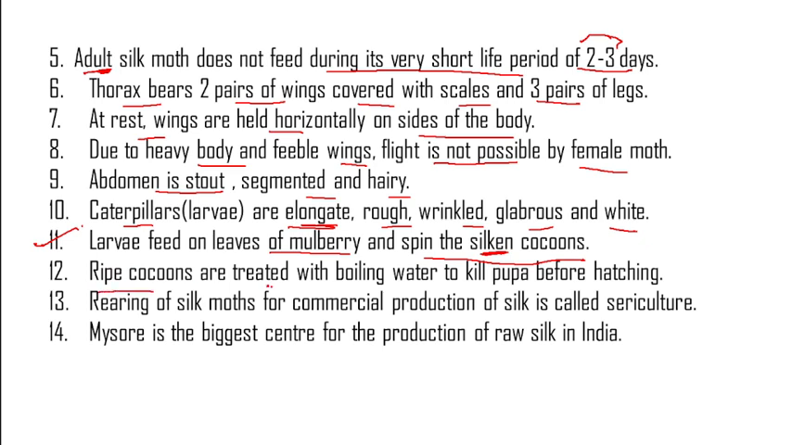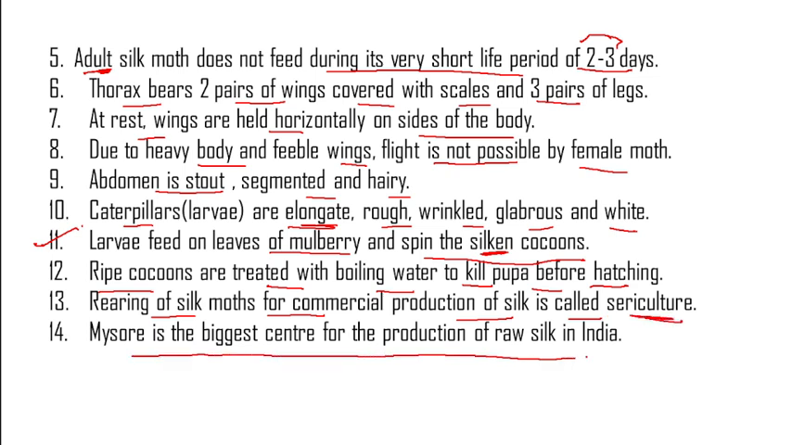Ripe cocoons are treated with boiling water to kill pupa before hatching. और जो ये कोकून्स जब बन जाते हैं फिर उसको बॉइलिंग वाटर में डाल के प्यूपा को किल किया जाता है. Rearing of silk moths for commercial production of silk is called as sericulture. Mysore is the biggest center for the production of raw silk in India.